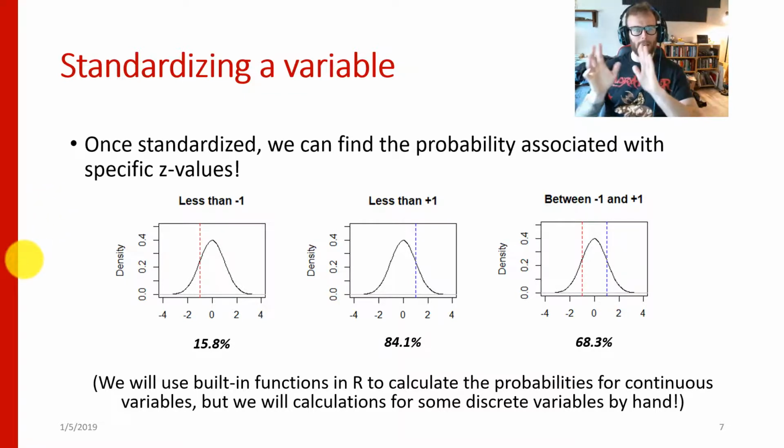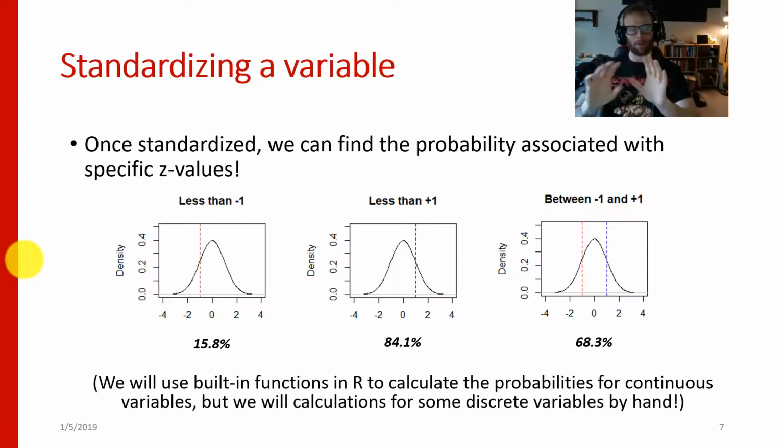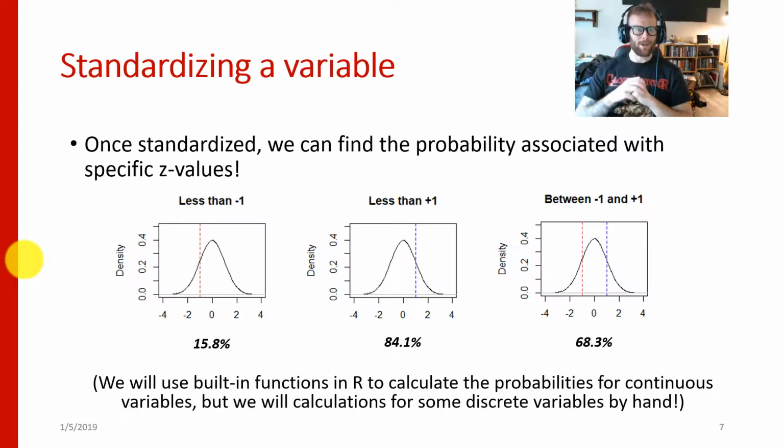So again, we take mu and sigma for each unique distribution into account, and then we can calculate these probabilities. And we could do this by integrating the density function, which we won't make you do by hand, right? We'll use some built-in functions in R to calculate these probabilities for continuous variables. We will make you do it by hand for discrete variables, for instance, like rolling a dice, in which case this calculation is a little bit easier. But for the continuous case, we'll just count on R to solve this problem for us.